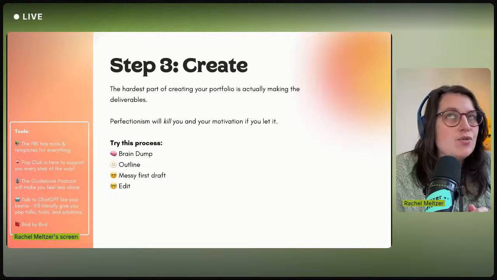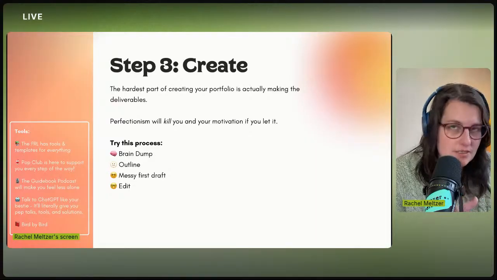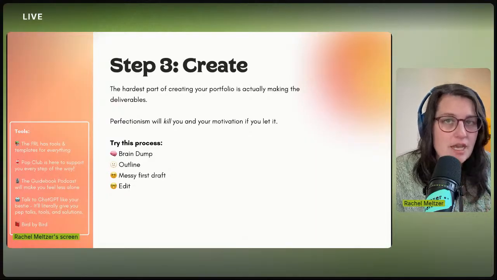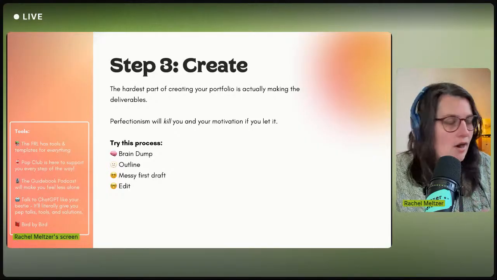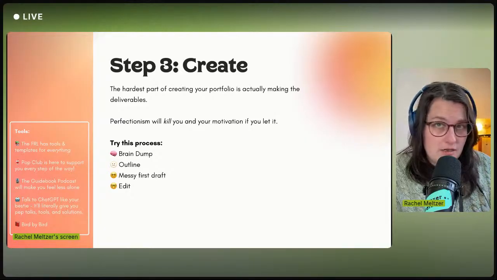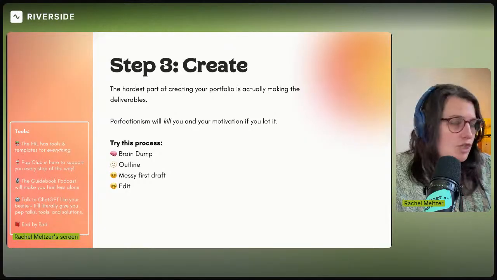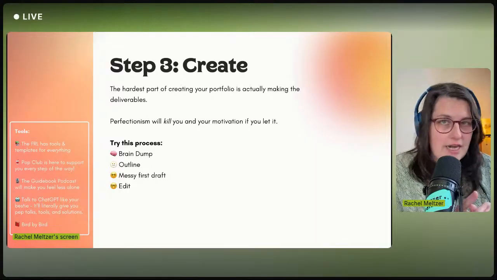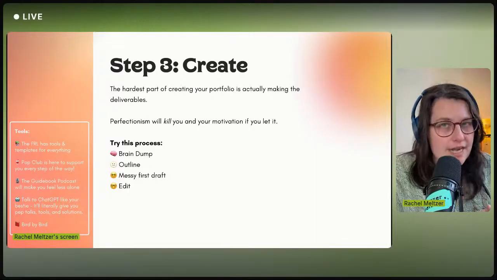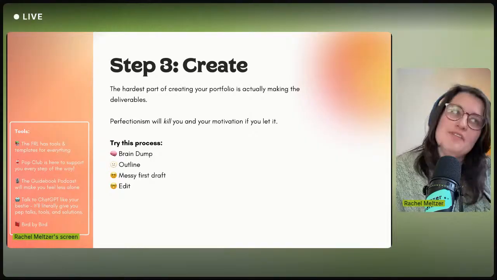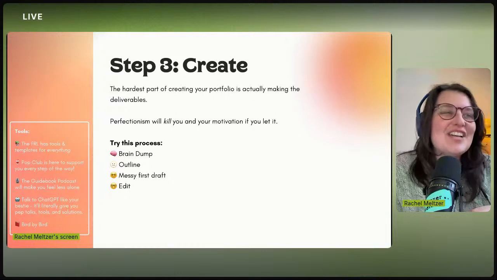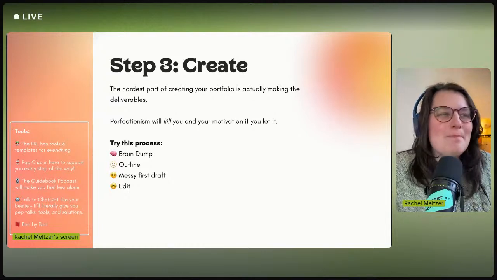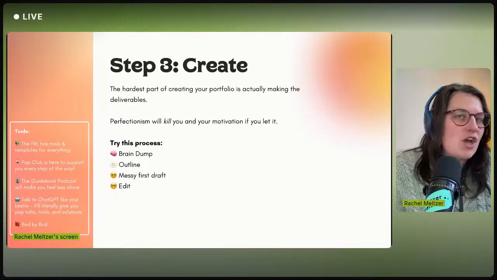So I like to use my portfolio when you're making these samples as sort of an experiment. It helps to start with a brain dump. So all that information that you took in for the research and all the information you put into your plan, you can brain dump. You can share this with ChatGPT if you want. That can help you process it. Then create an outline, which you should have done in your plan. But if you skipped that part because you wanted to do your plan quickly, create that outline. And then it's time to create a messy first draft. I recommend not editing too much.